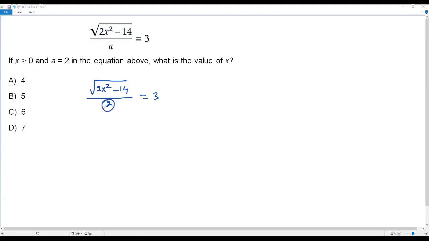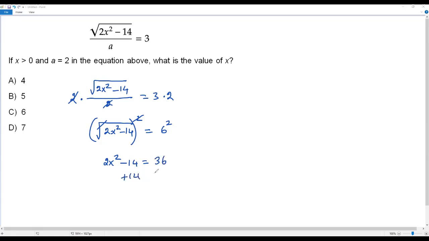Now to get rid of the denominator 2 over here, I multiply both sides of the equation by 2. When I do so, the 2 will cancel out. I am getting square root of 2x² − 14 equals 3 times 2, which is 6. Now to get rid of the square root on the left side, I square both sides of the equation. Then the square root and square will cancel out. I'm getting 2x² − 14 equals the value of 6 squared, which is 36.